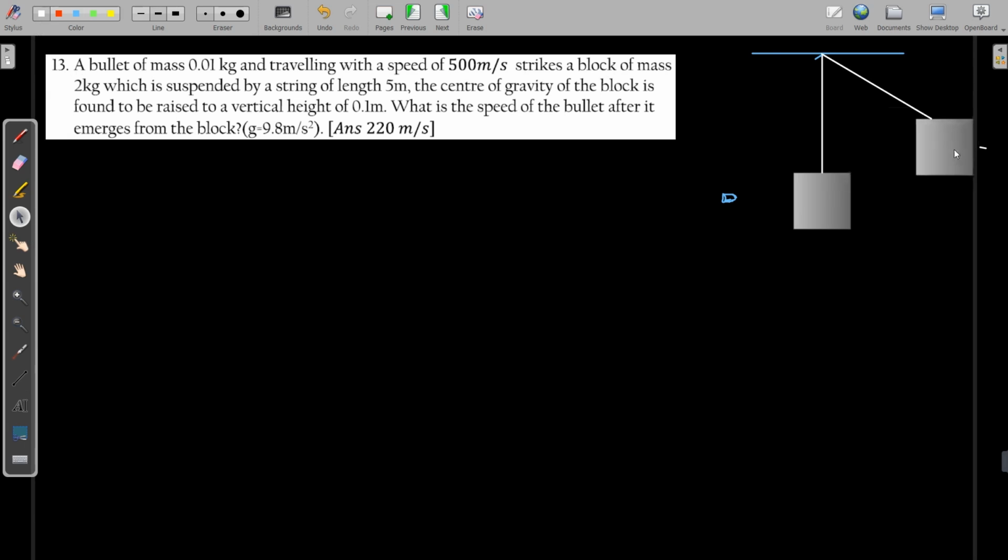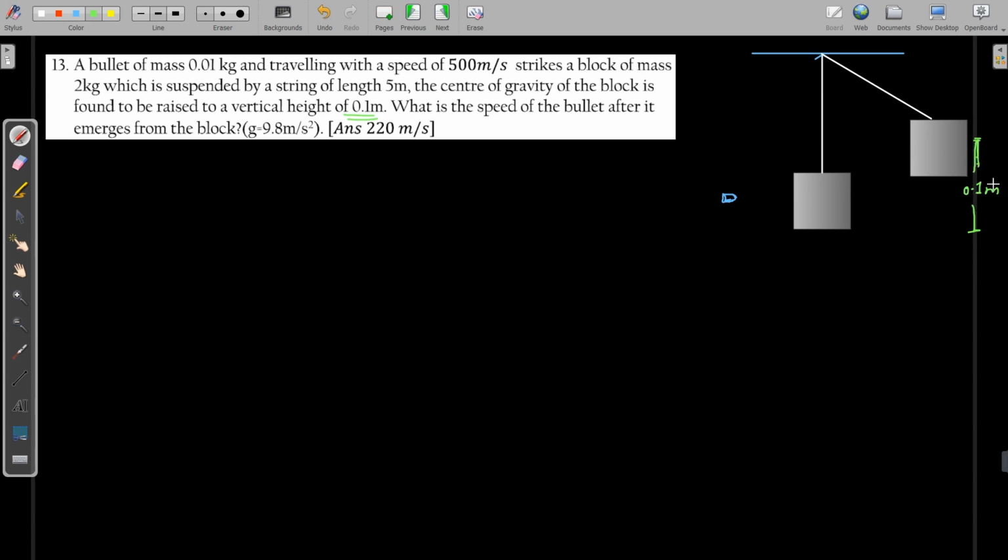So we have to understand this here. Why is this block moving to this height? What is the height? Let us find out. The height is given as the center of gravity of the block raises by a height of 0.1 meter. So it raises by 0.1 meter.